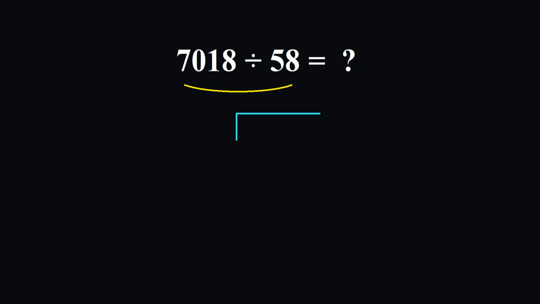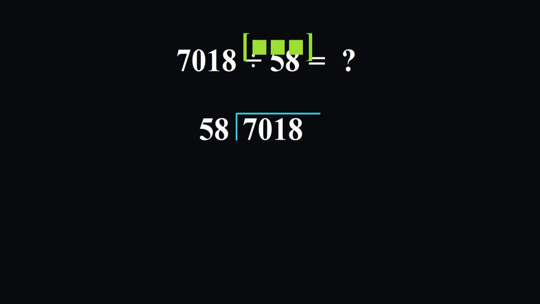First, we draw the division bracket, then move 7,018 inside the bracket. This is the total we are dividing. Finally, move 58 to the left of the bracket. This is our divisor. The answer to our division will be written right here on top of the bracket. This is called the quotient.